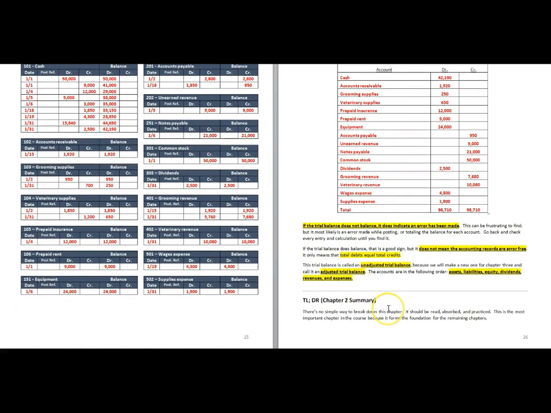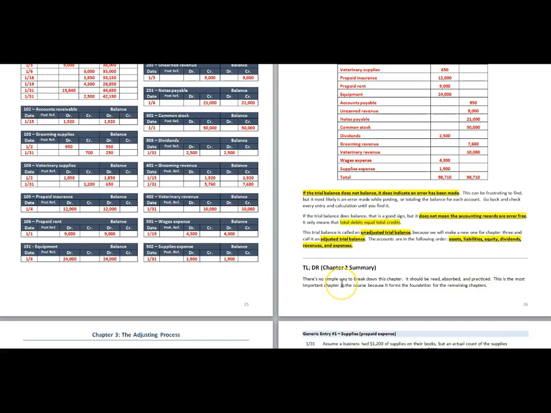There's really no summary for chapter 2. This is really the most important chapter. This is one where we're going to need to get practice on doing journal entries, because we're going to be seeing journal entries basically in every chapter throughout the course. So there's really no way we can summarize this information.